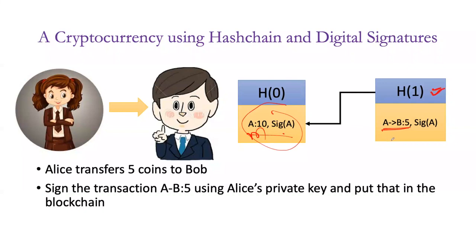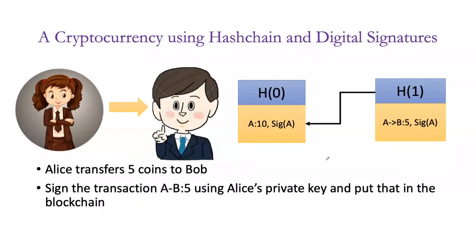In that hash, it is giving that 5 coins go to Bob, and that transaction is signed by Alice. So this signature will be decrypted. This signature will be verified by Bob, whether this transaction is from Alice or not. As soon as it is verified, Bob will use that transaction to check whether the 5 coins are received in Bob's account. So there, Alice is using her private key and puts that in the blockchain.